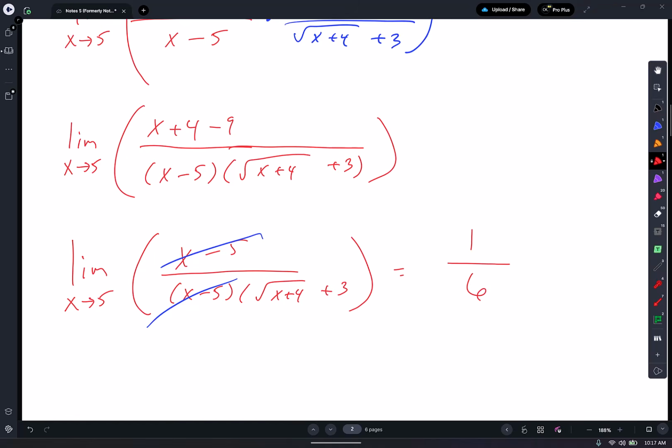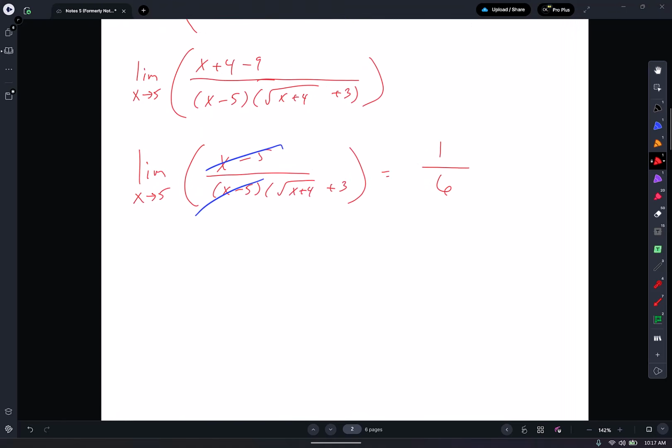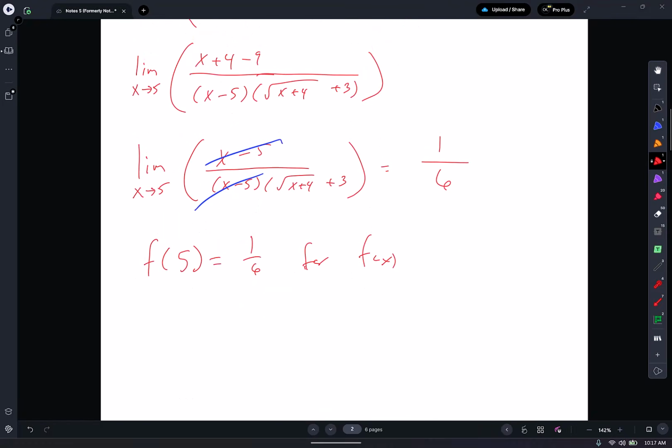Now, we haven't answered the question. We just know that it has a limit. So it says, define the function f of x at 5 so that it becomes continuous at 5. Okay, well, if you just want to define it, you just go f of 5 has to equal 1/6 for f of x to be continuous at x equals 5.